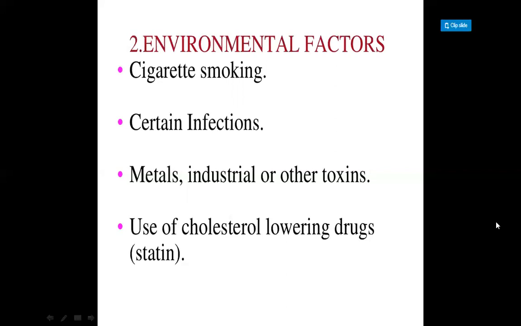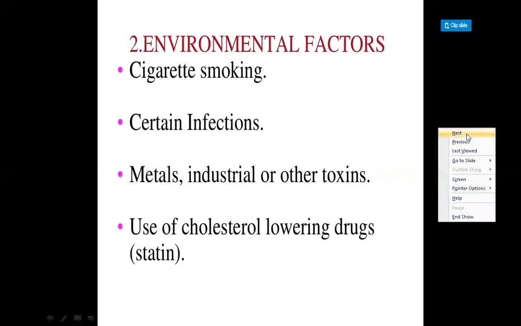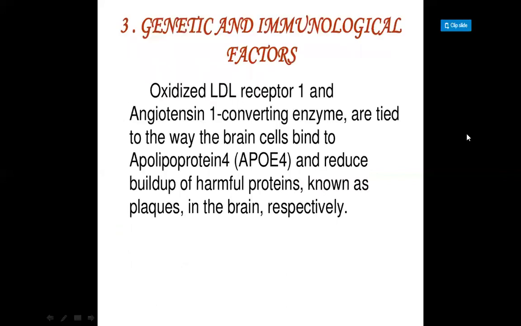Then next is the use of cholesterol lowering drugs such as statins. If the person is taking cholesterol lowering drugs, usually a person who has heart disease, in that condition they take these cholesterol lowering drugs. It also affects the function of the brain. Then next is genetic and immunological factor. Genetic or immunological factor means if the person has this disorder in their family, it will also affect the other family members.